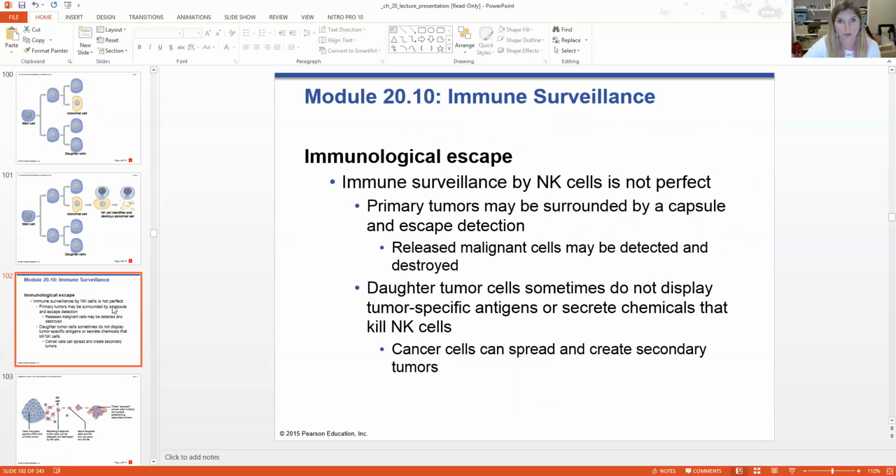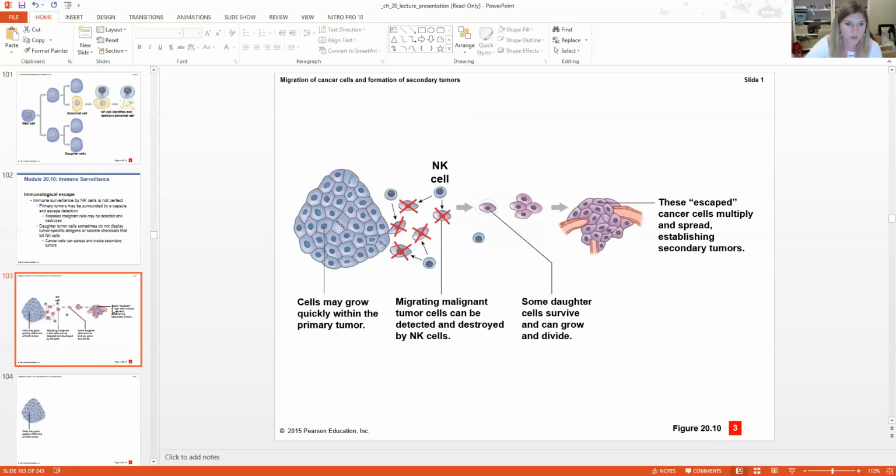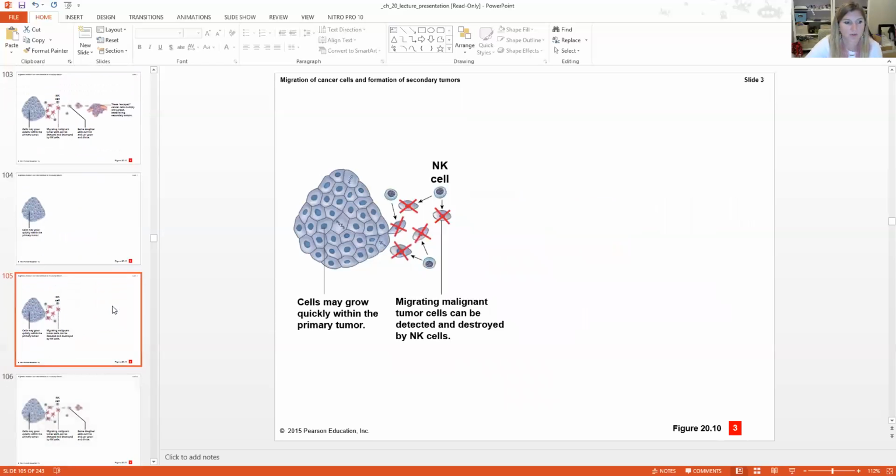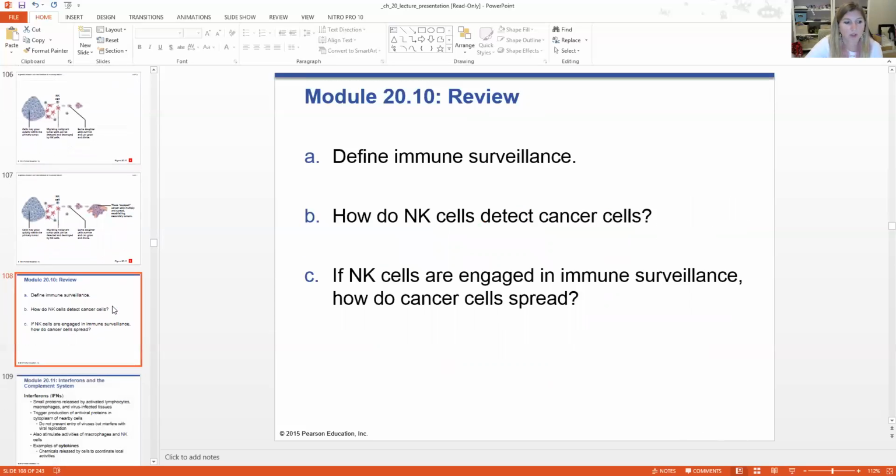Not all cancer cells respond like that. We all have cancer popping up in our body right now, and thankfully our natural killer cells are doing their job. But sometimes there are some sneaky disguises. The cells growing quickly within a primary tumor, the natural killer cells are trying to detect them, but they can't, because they are encapsulated, and then some of those daughter cells survive, and they can spread and form secondary tumors. You can pause the video here, go back and review this section.